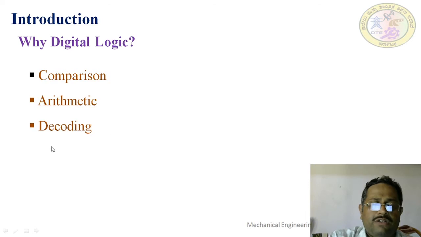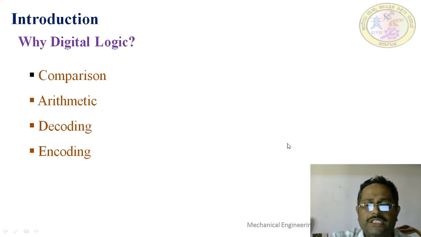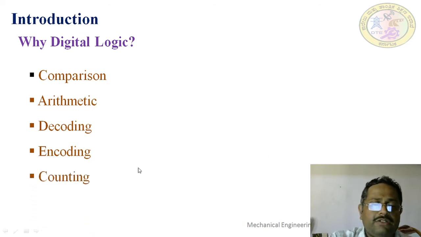Decoding here is converting a signal from coded information to decimal form, that is, from binary to decimal form. Next, encoding is the reverse of decoding. Here we are converting a decimal into some coded form, that is binary. Next, we use it for counting purposes, that is, to count events representing the pulses.